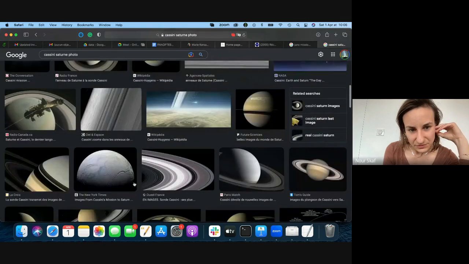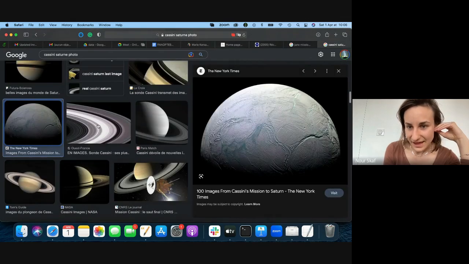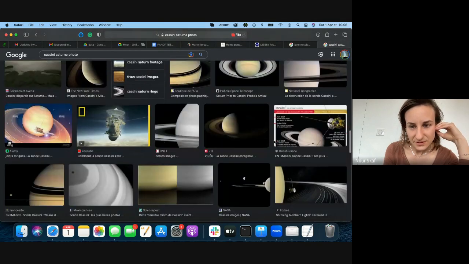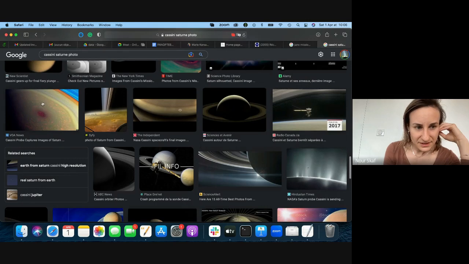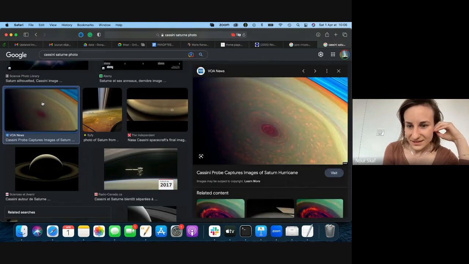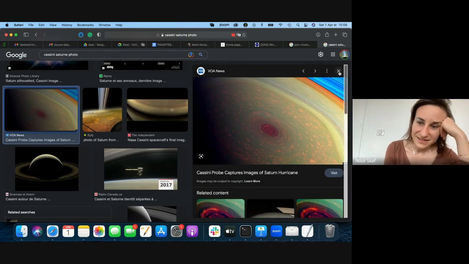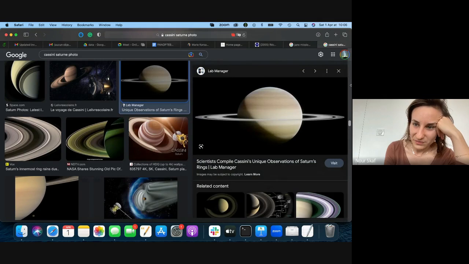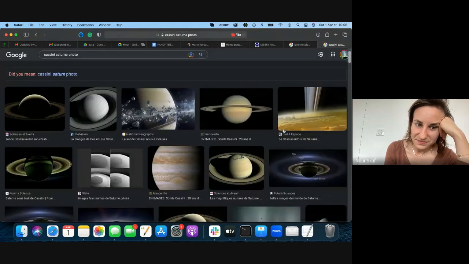I'm looking at an actual image of Enceladus. Look at that. Isn't it crazy? It's less impressive here, but it's still really cool.